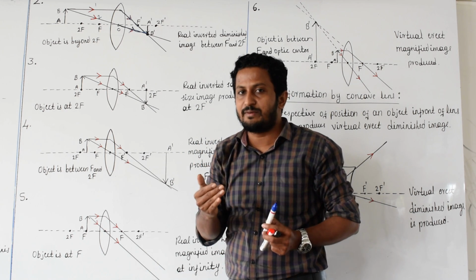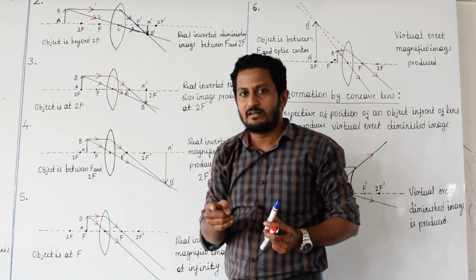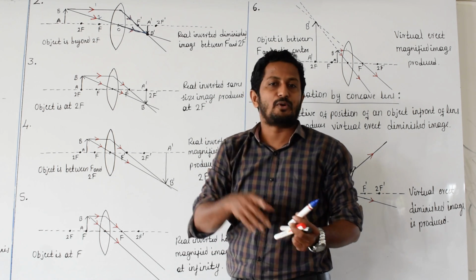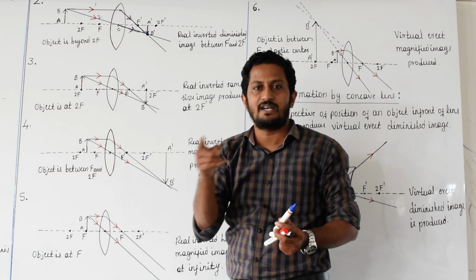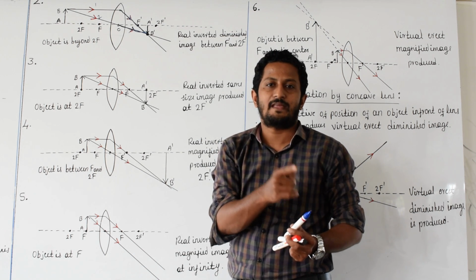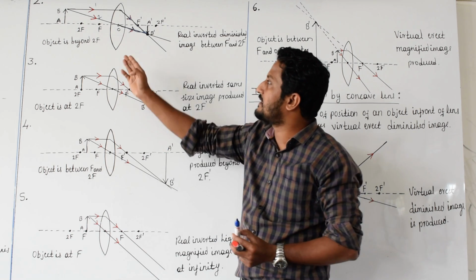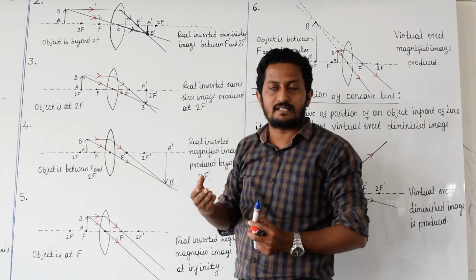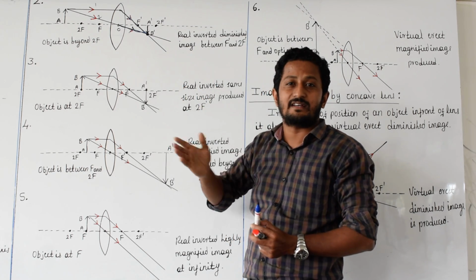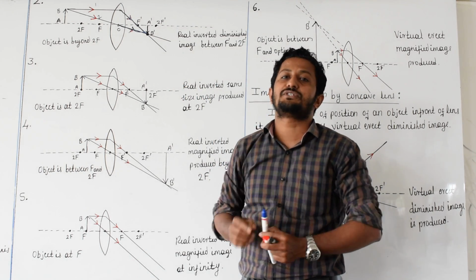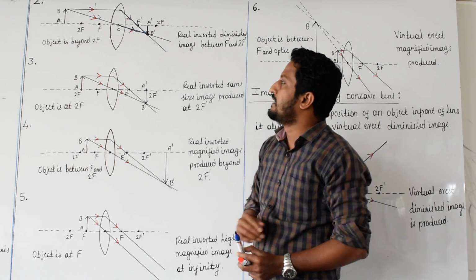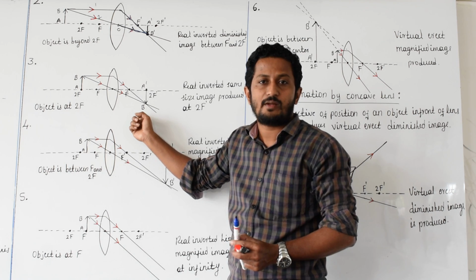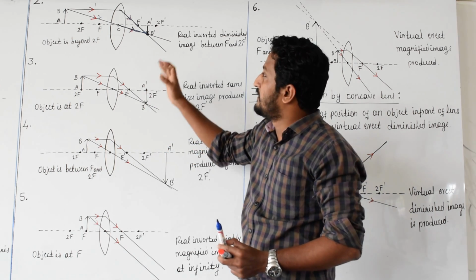What is the nature of the image? It is a real, inverted, diminished image produced between f dash and 2f dash. Have you understood? This is the second case. If they ask what is the nature, then at that time you have to say real, inverted, diminished image. Okay? Now you see here, third case. This is a very important case.